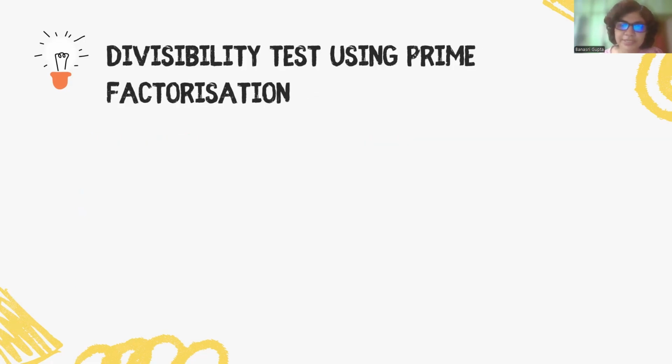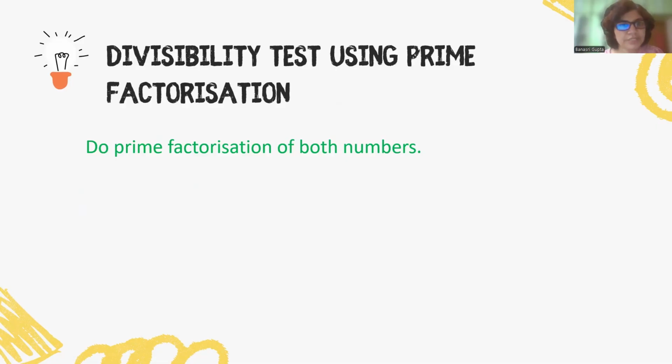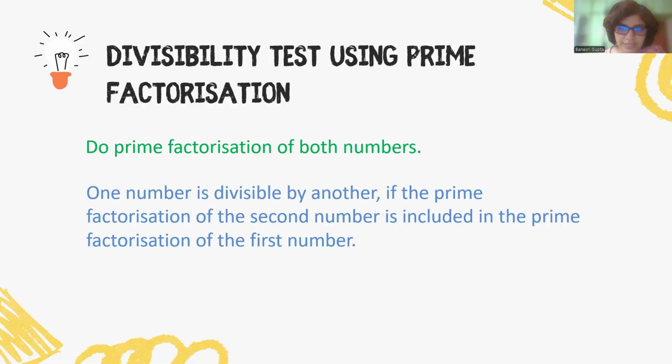We can also test divisibility using prime factorization. Let's see the steps. First, same as the previous step, we have to do the prime factorization of both the numbers. Now we have to see if one number is divisible by another number, the prime factorization of the second number is included in the prime factorization of the first number. So we'll see what it means using some examples.